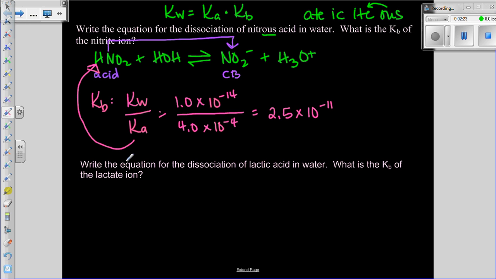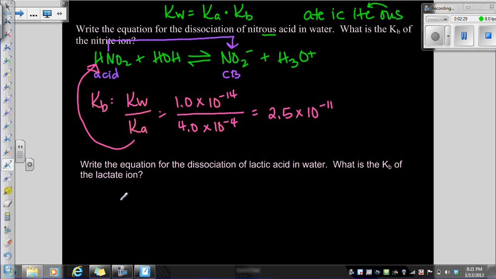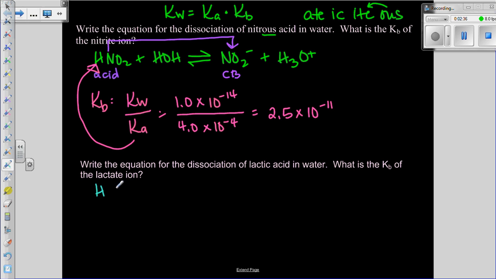Here we want to write the equation for the dissociation of lactic acid in water. And lactic acid is that beautiful stuff that builds up in our muscles as we exercise anaerobically. So it is HC3H5O3. This one I'm going to write without water because I want you to get used to seeing it both ways. Acids are proton donors, and then we are left with the lactate ion.